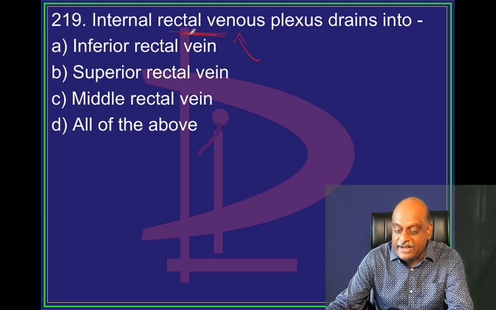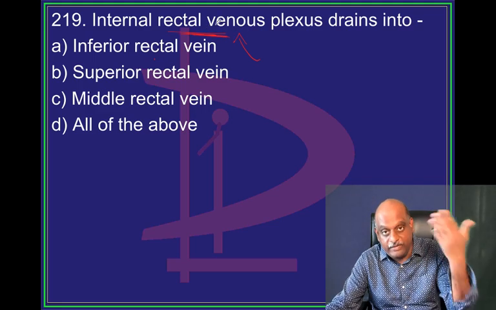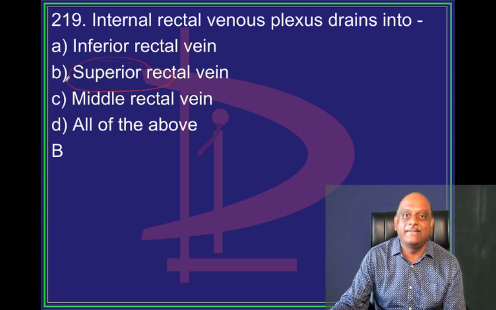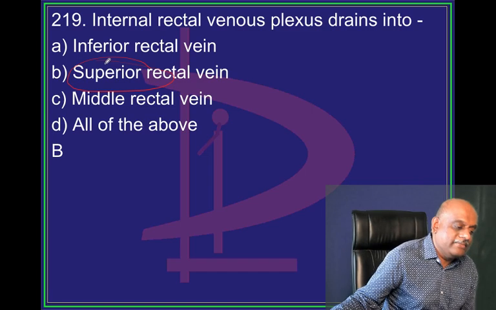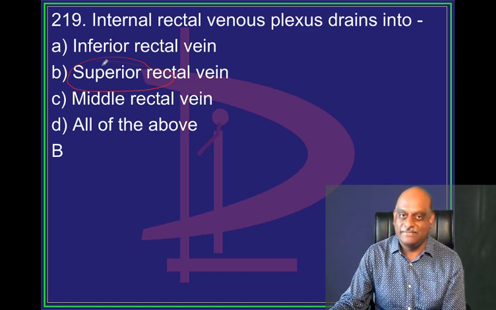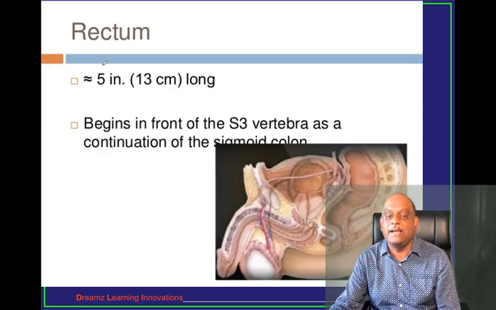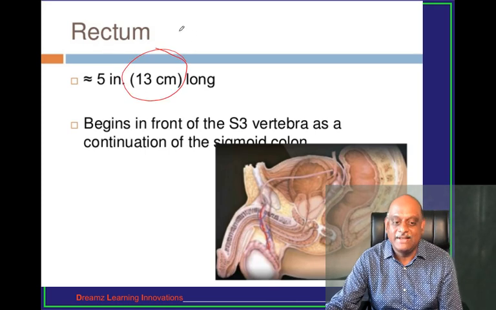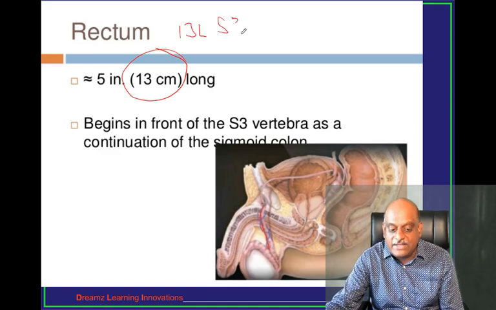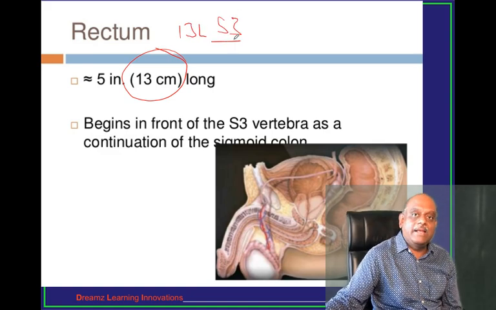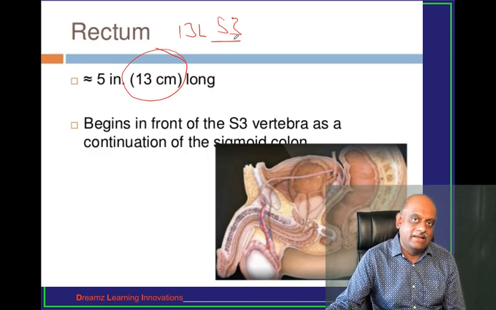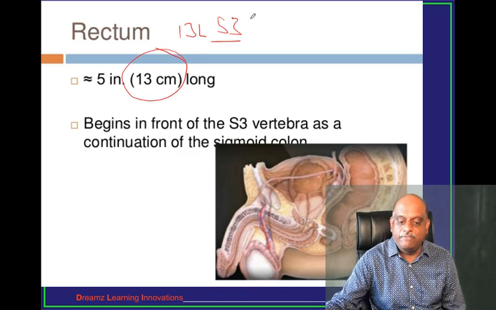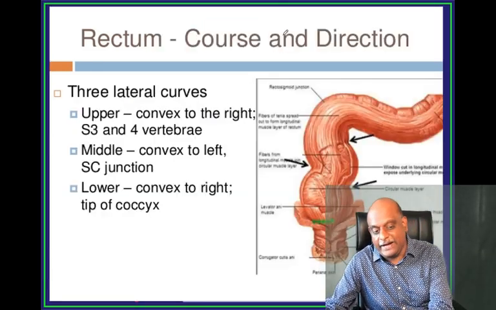Internal rectal venous plexus. Where does it drain into? It drains into superior rectal vein. Now doctor, anatomy of the rectum is a favorite topic of the examiner. Bhaiya, rectum ka length kitna hai? 5 inches, 13 centimeters. It begins in front of the S3 vertebra as an extension of the sigmoid colon. S3 vertebra, please don't forget anatomical level, starting point for the rectum.